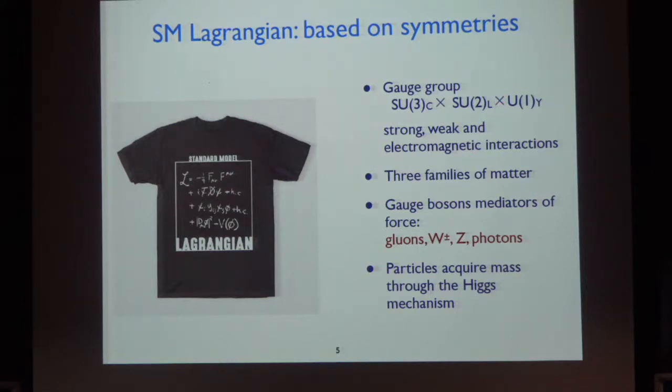There are three families of matter, and we know of cosmological bounds on the neutrino species. We know they have to be 3 point something, but not more than 3.9 or something like that. But also from experiments on the decay width of the Z boson, we know they have to be 3. So it's not like we can have an infinite number of generations. The gauge bosons are the mediators of the force, and they're bosons, as the name says, so integer spin. The matter particles have semi-integer spins, so they're fermions, and the particles acquire mass through the Higgs mechanism. So this is the Lagrangian in a very compact form.